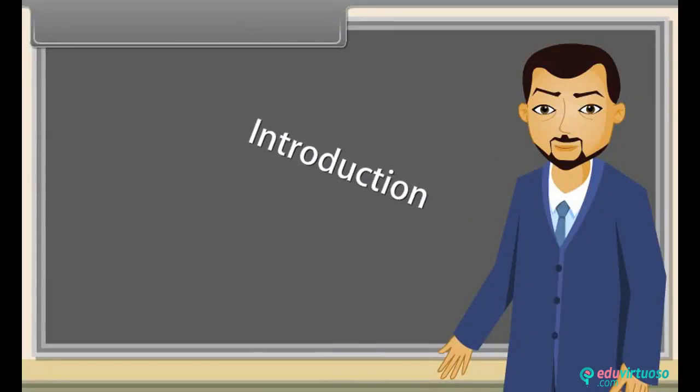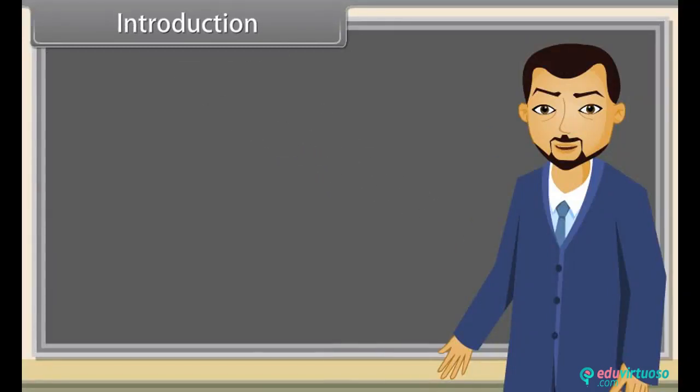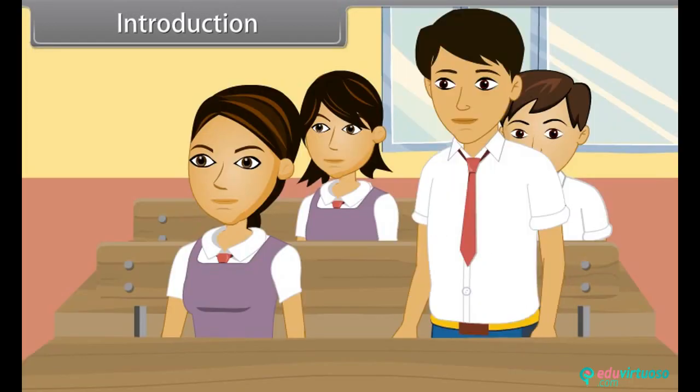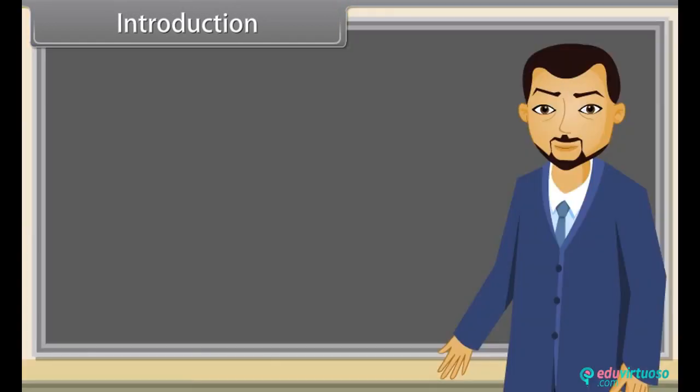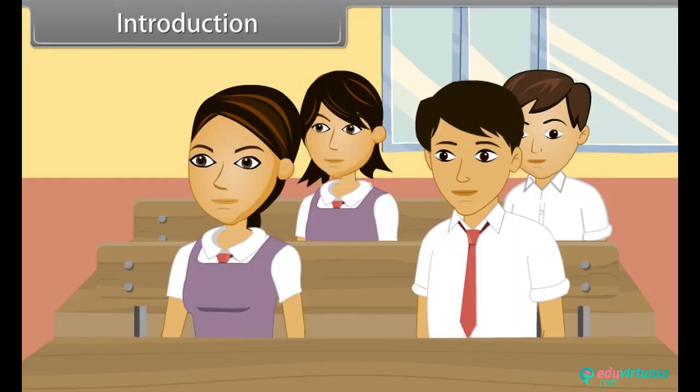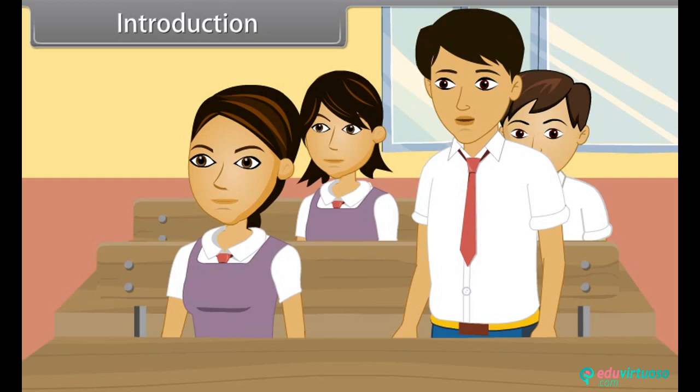Introduction. Get ready, students. Today we will learn conic sections. Have you ever seen the wheel? What kind of shape does it have? Yes, it is circular in shape. How many of you have a dish TV at your home? And do you know what kind of shape it has? Yes, it is parabolic in shape.